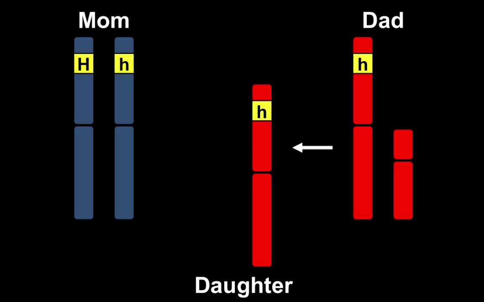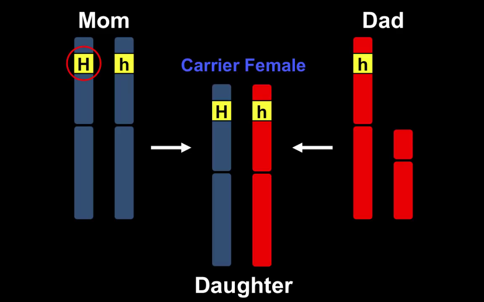Now with a daughter, notice that the dad has given her his X, which had a recessive, and the mom can either make a carrier female or an affected female. And what's important to note here is the only way that a female can be affected by a sex-linked recessive trait is that her dad has to have it. Because her dad gives her one of the X's, and that's the only one that he has. So this dad has hemophilia, and that's the only way that the female could get hemophilia.